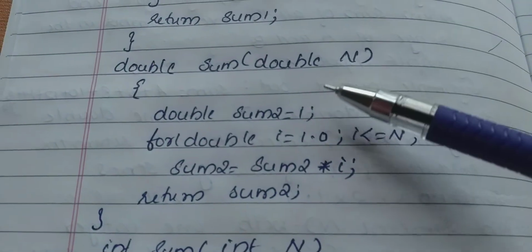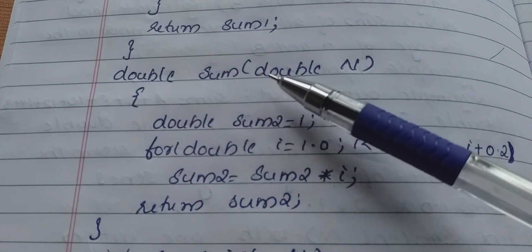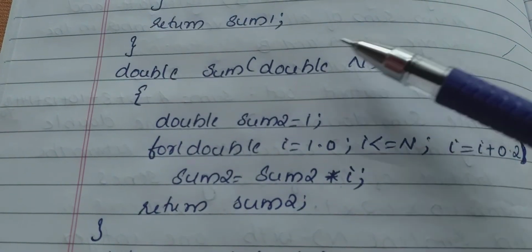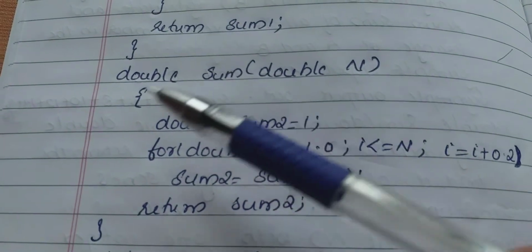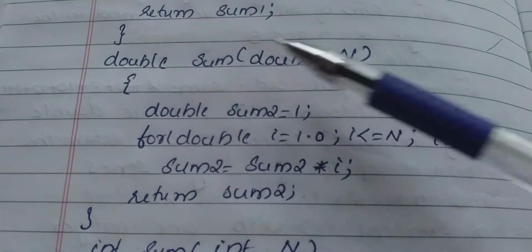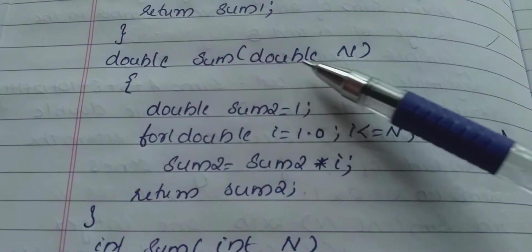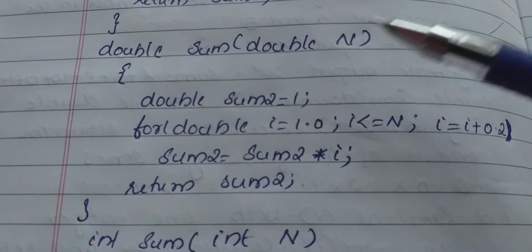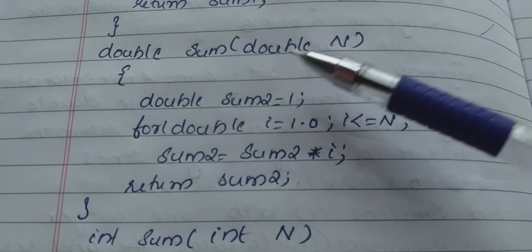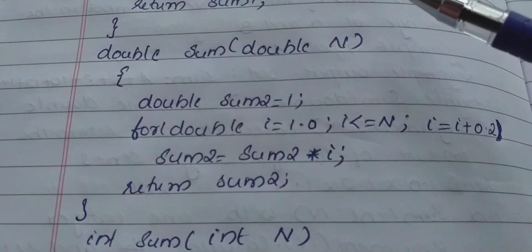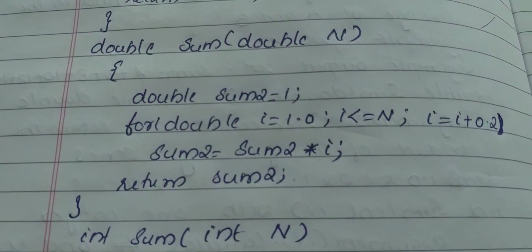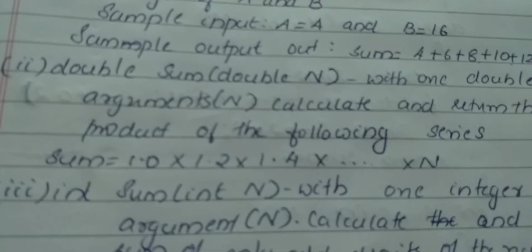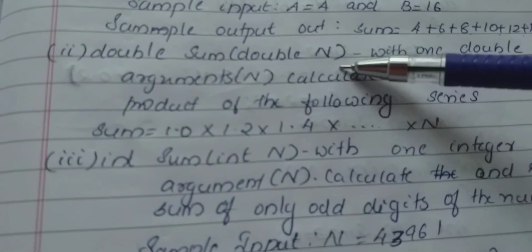Okay. So the next function is double sum of double n. So the function name is sum, and what is the return type? Double. And what is the value we pass to that function? The argument, or parameter, we pass to that function is capital N, and it is of double type. So in that also we want to find the sum of what series? So this is our second function.